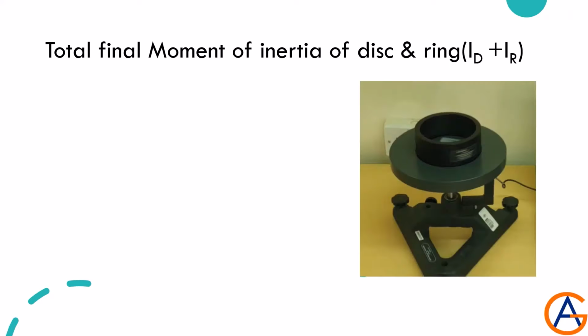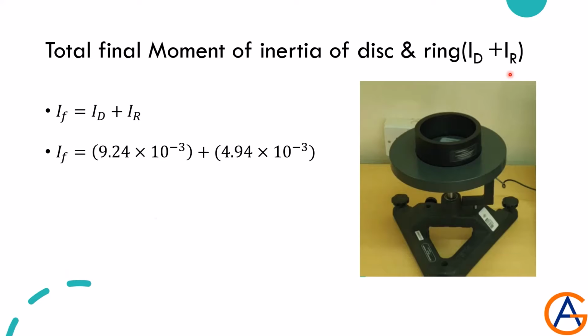Now let's calculate one more parameter, that is the moment of inertia of disk and ring together. We simply add both of them. Just now we calculated individually the moment of inertia of the disk and the moment of inertia of the ring. So simply add both of them. We get the answer 14.18 times 10 to the power minus 3 kilogram meter squared. So we have taken all the preliminary measurements. Now let's get into the experiment.